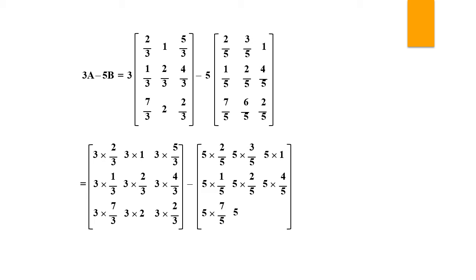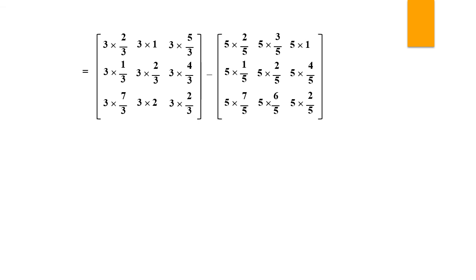So we get the matrix in which every element of B is multiplied. On simplifying, we get, so cancel off and simplify.